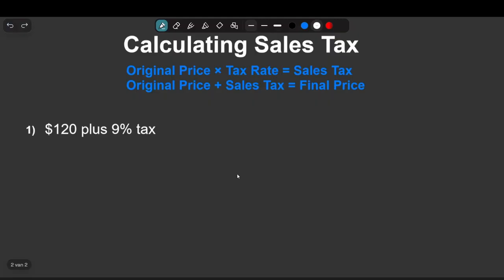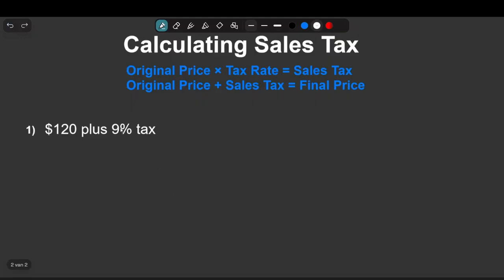So the first thing that we want to do is calculate how much sales tax we are going to pay. We do this by multiplying the price by the tax rate. The tax rate is going to be in the form of percent, so we want to get this percent to decimal form. So let's start by doing this. As you can see, I wrote the two formulas up here and we have to follow them from top to bottom so we can get to our final price.